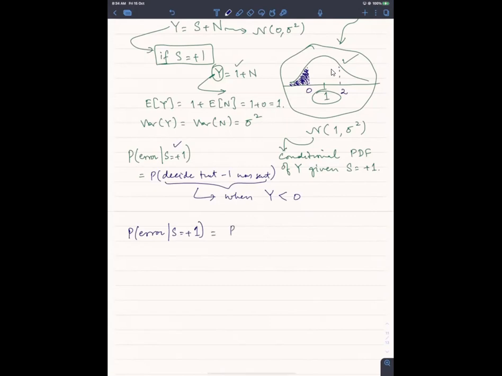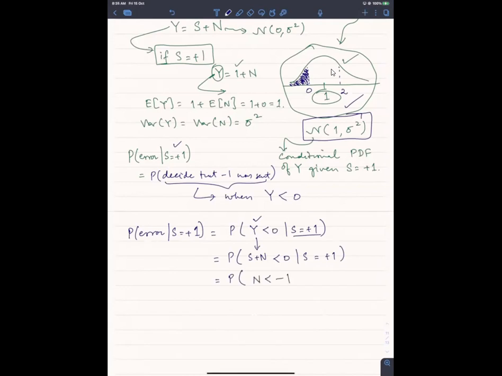So this is equal to the probability that y is less than 0 given s is equal to +1. But given s is equal to +1, the conditional PDF of y is this normal distribution with mean 1 and variance sigma square. So this is equal to the probability that s plus n, which is y, your received signal y is signal sent plus the noise, is less than 0 given s is equal to +1. So this is equal to the probability n is less than -1 given s is equal to +1.